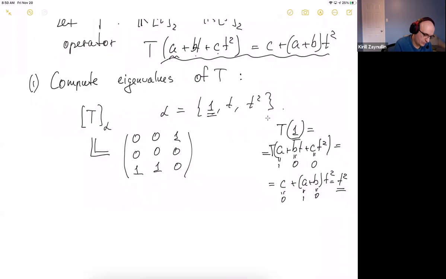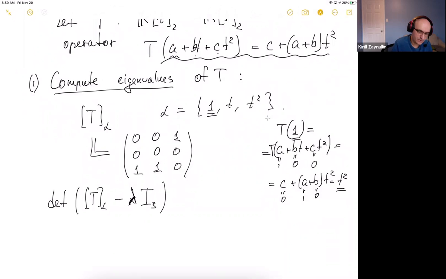Now we want to compute eigenvalues, so what do we have to do? We need to look at the characteristic polynomial. We take this matrix, subtract from it lambda times the identity matrix, and compute its determinant. So it will give me: minus lambda, 0, 1; 0, 1 minus lambda, 0; and here 1, 0, minus lambda.